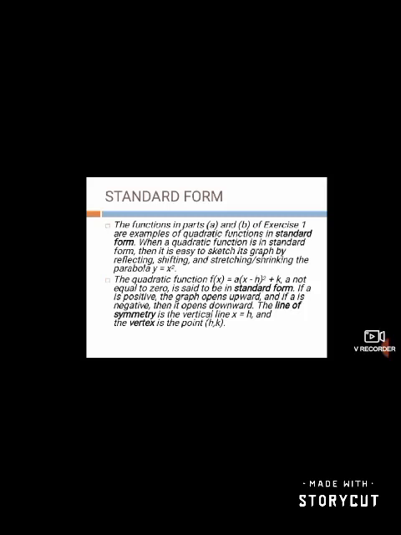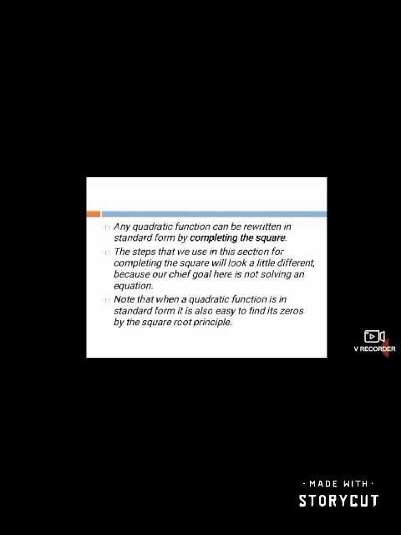If a is positive, the graph opens upward, and if a is negative, then it opens downward. So again, positive upward, negative downward. The line of symmetry is the vertical line x is equal to h, and the vertex is the point (h, k). Any quadratic function can be rewritten in standard form by completing the square.